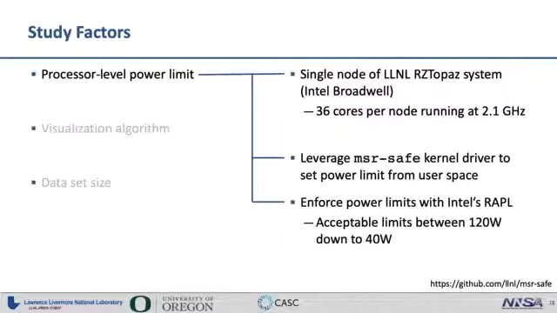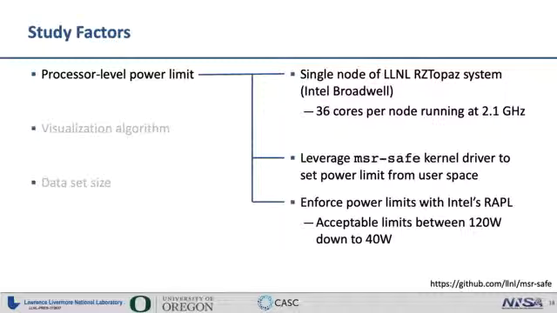We looked at 3 different study factors. The first factor we varied was the processor level power limit. For our experiments, we used a single node of Livermore's Topaz system, which is an Intel Broadwell system. Each node contains 36 cores running at 2.1 gigahertz. Setting power limits is generally a privileged operation, but we were able to leverage Livermore's MSR Safe kernel driver to set power limits on the system from user space. The power limits are enforced with Intel's RAPL technology.